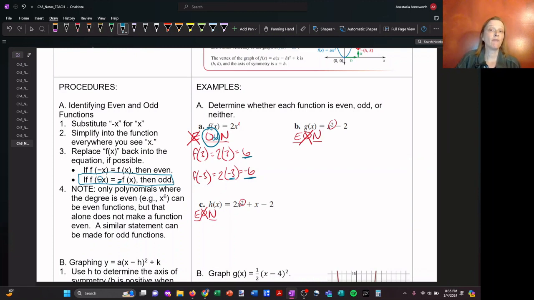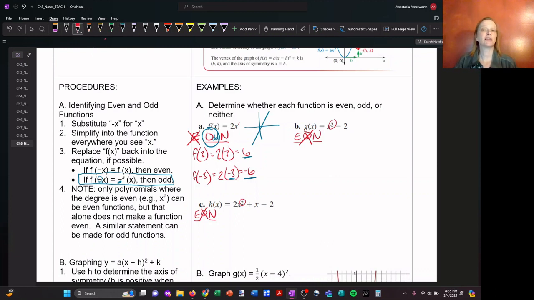Now, if you graph this function, you will see that it is a straight line through the origin with a positive slope like that. I didn't do a great job of going straight through the origin there. My apologies. But it does go straight through the origin. And so this graph does look the same if you look at it right side up or upside down.